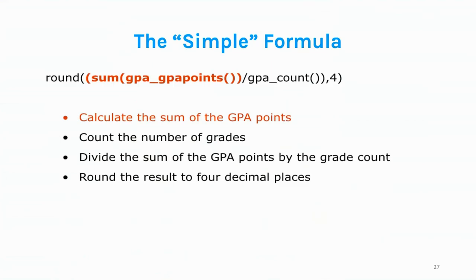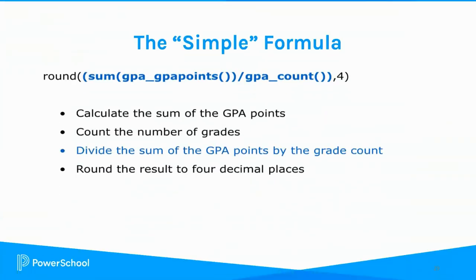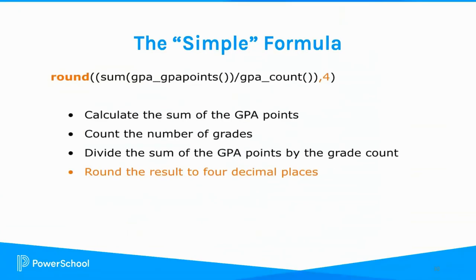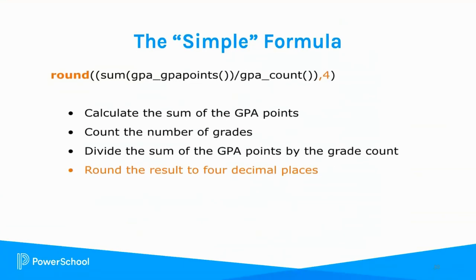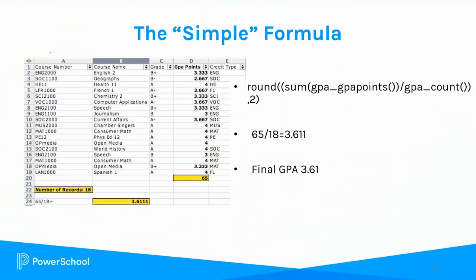So this is just a little bit more in depth of what we just went over in what is called a simple formula in the system. It's going to calculate the sum of the GPA points, count the number of grades that are part of the formula, divide the sum by the count, and then go ahead and round it. So looking at a real world scenario here, we have a student.